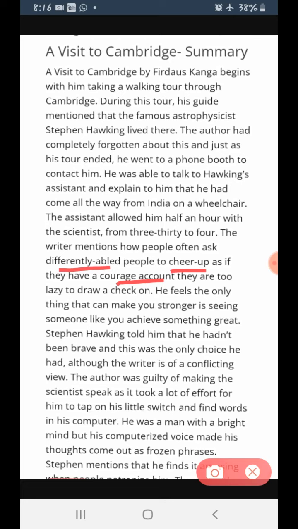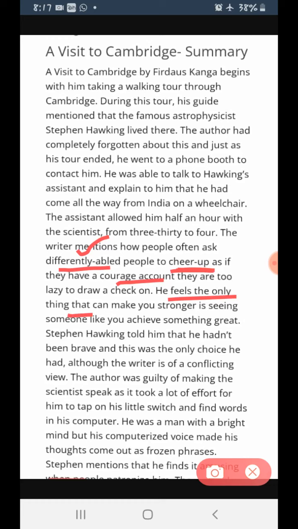In the same way, both of them discuss that people very often, very easily, ask differently abled people to cheer up. They say, okay, come on, nothing is going to happen, just cheer up, kuch nahi hua, chalo utho, haso. They are telling it so easily, as if these differently abled people have a courage account, but are too lazy to draw courage from the account. आई बात समझ में? That means normal people feel that they must have a courage account, but they are not drawing any courage from that account. Fine? Okay, next.